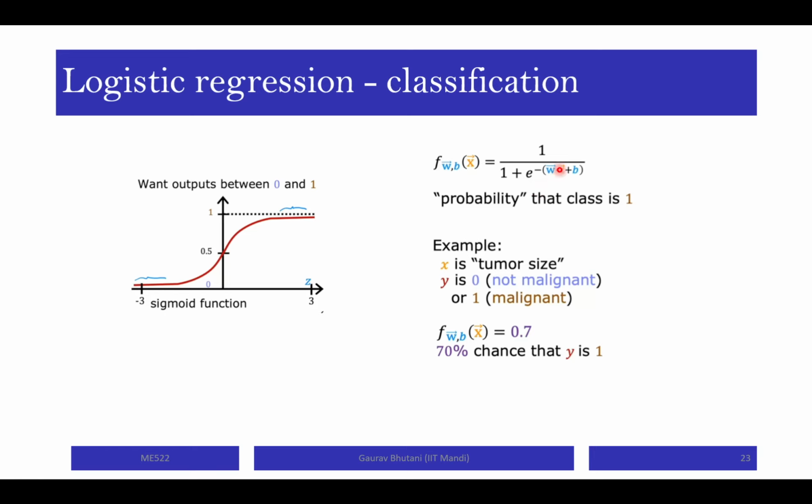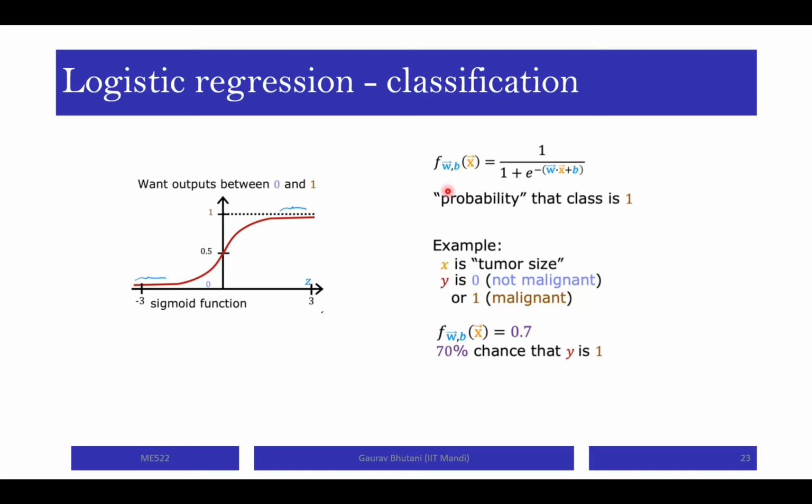You can check: if you have a very large value here, let us say infinity, then e to the power minus infinity is 0, so this becomes 1 upon 1, which is 1. If this is minus infinity, that becomes e to the power of infinity, which is extremely large, and 1 upon an extremely large value tends to 0. So this function ranges between 0 and 1, and that is called a sigmoid function. You may have seen this in your mathematics or some theoretical courses.